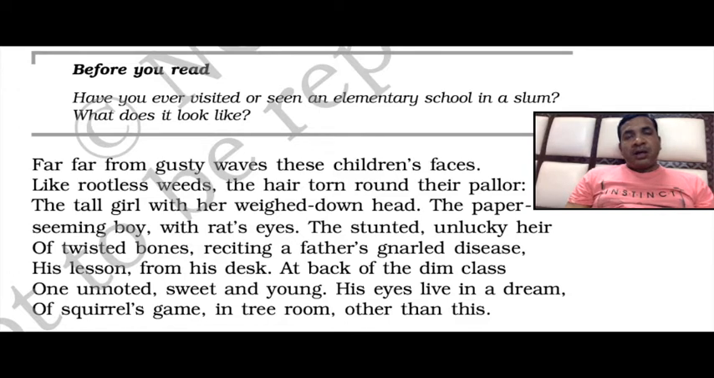So here, at the same time, I would also like to tell you that the poet has been making a description of the children who have been studying in an elementary school that has been set up in a slum area. And the poet says that the faces of these children are dull and they appear to be without any energy. And that is what has been referred to here in the very first line.